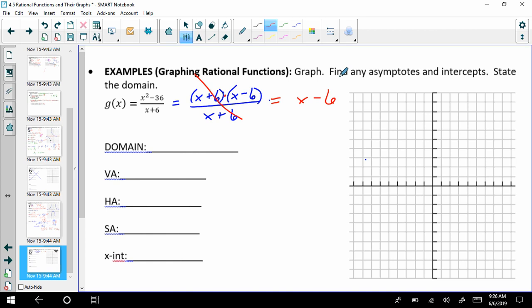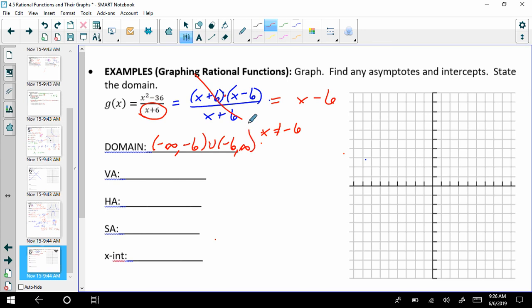So let's do the domain. If I look at the original problem, what would have made the bottom 0? Well, if I solved that, I would get negative 6. I do not want negative 6. So there's my domain.